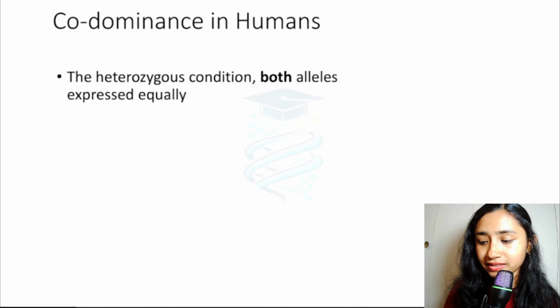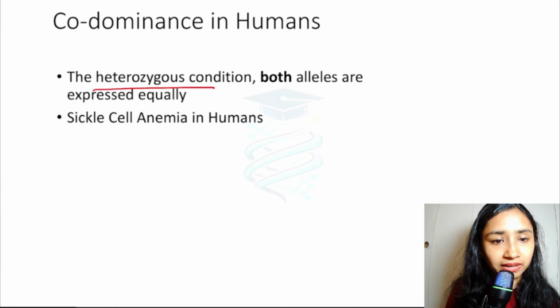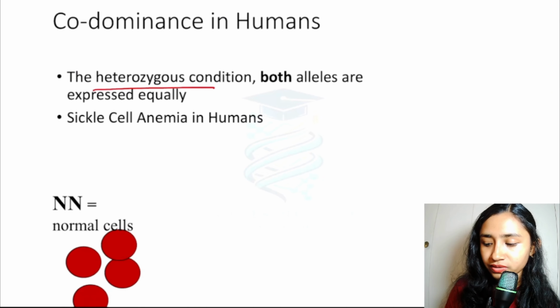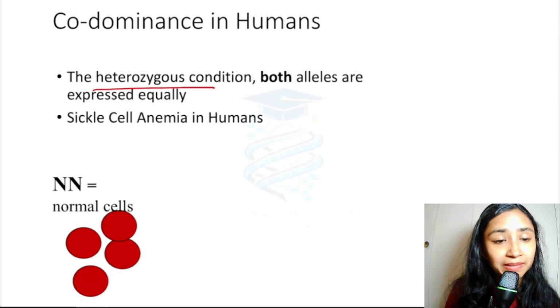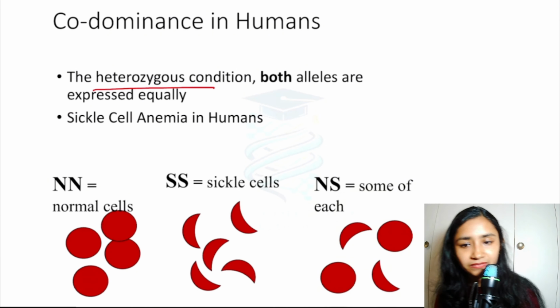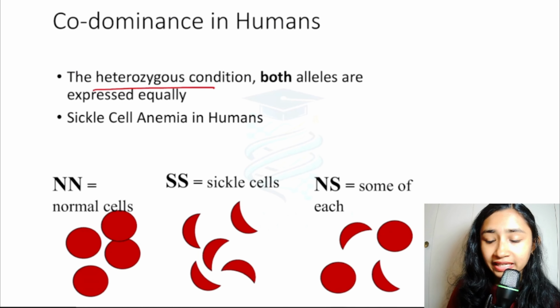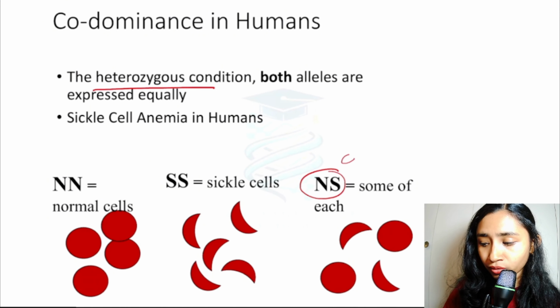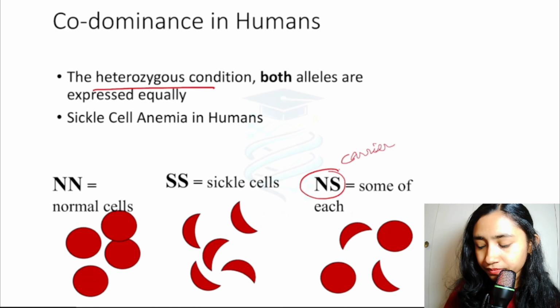We have already seen that in codominance, in heterozygous condition, both the alleles will be expressed equally, and this is the case in sickle cell anemia in humans. Where the normal red blood cells are capital N, the sickle cells are SS. In case of one genotype, it is NS, the mixture of normal red blood cell and the sickle cell red blood cell. This condition is the carrier condition, and they are in heterozygous condition.